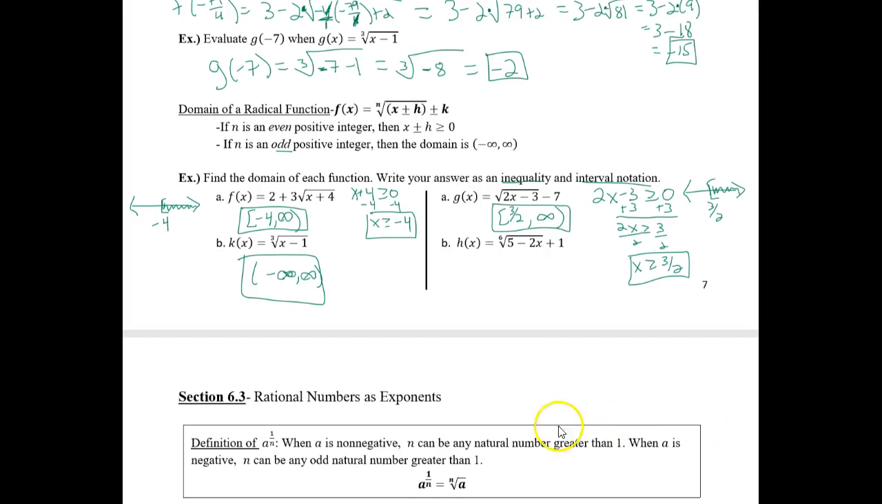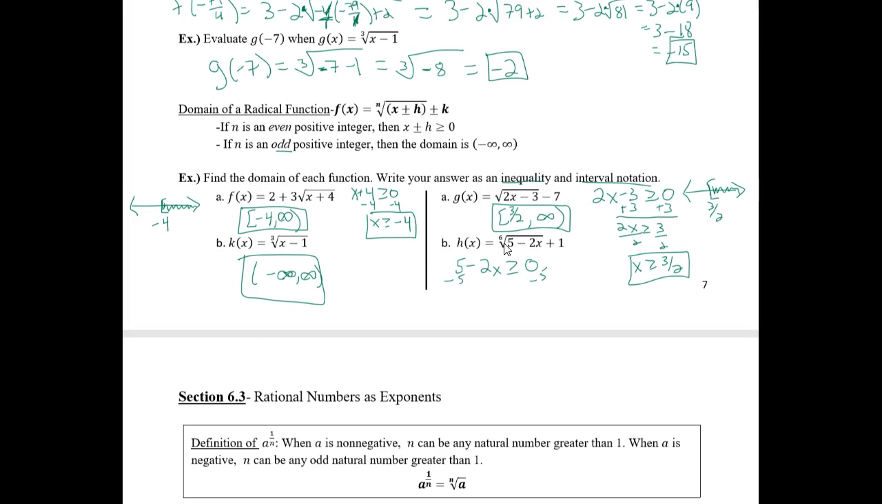Part B. I'm taking h of x equals the 6th root of 5 minus 2x plus 1. This is the 6th root. Again, that is an even number. So the stuff under the radical, doesn't matter what's outside, that doesn't affect our domain, but what's underneath has to end up as a 0 or positive number. So 5 minus 2x has to be greater than or equal to 0 to make it 0, or a positive number. Again, I need to solve this inequality to figure out the domain. What can I put in for x?